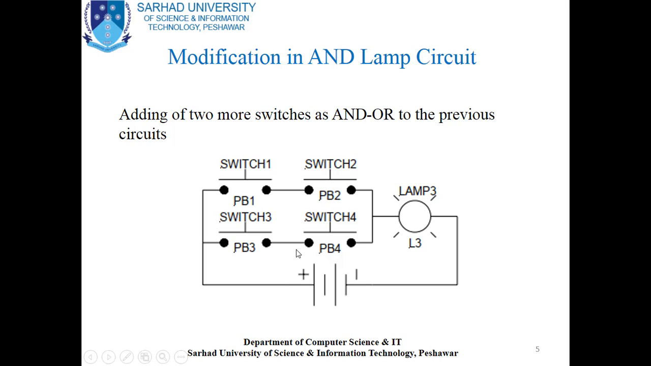Or if we switch 3 on, and if we press switch 4 on, lamp 3 will become on, because switch 3 and switch 4 are connected in OR form with switch 1 and switch 2. The connection of switch 1 and switch 2 is in the AND logic form.